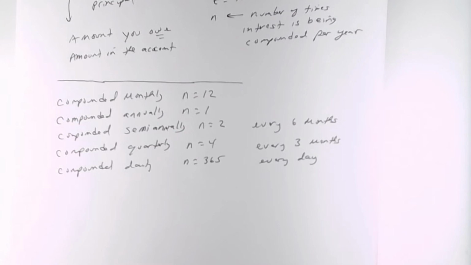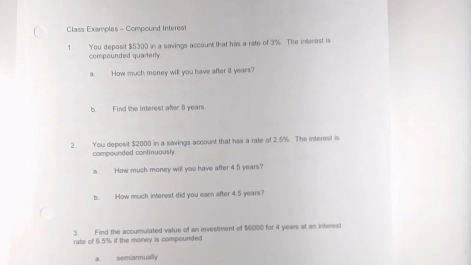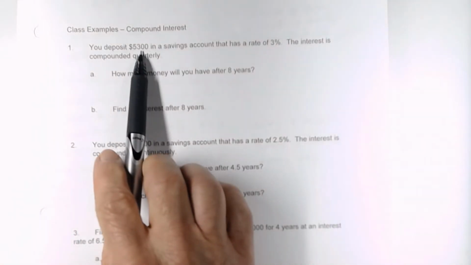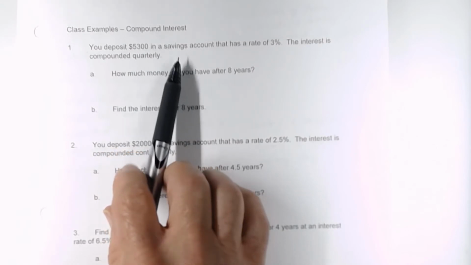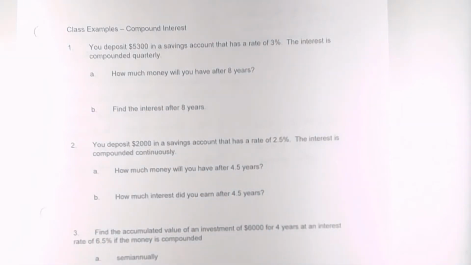Okay, all right. Now, let's look at this. I'm going to give you your class examples. In number 1, you're told that you deposit $5,300 in a savings account that has a rate of 3%, and the interest is compounded quarterly.